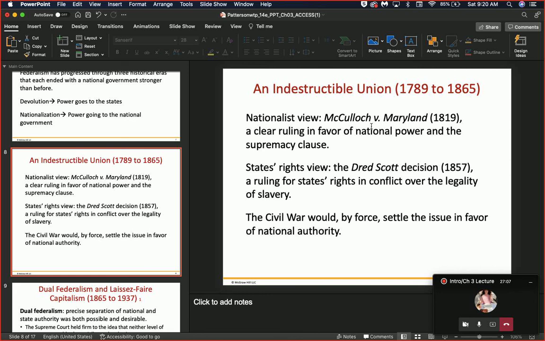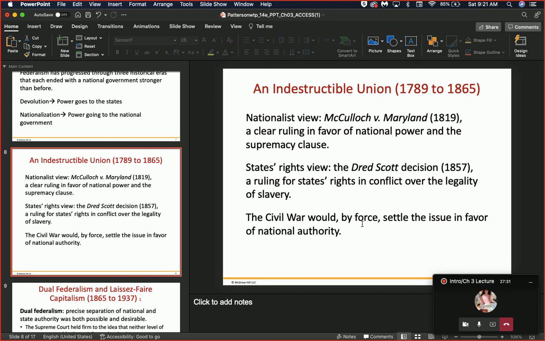Okay, then we had, and I'll put up in Canvas for you guys, overviews of these 2 court cases for you guys to use as a resource. I'll put it right underneath chapter 3. And then we had the Dred Scott decision in 1857. So basically this ruled states' rights in conflict over the legality of slavery.